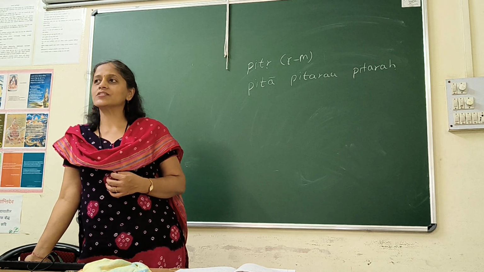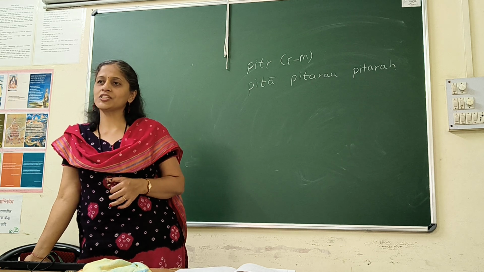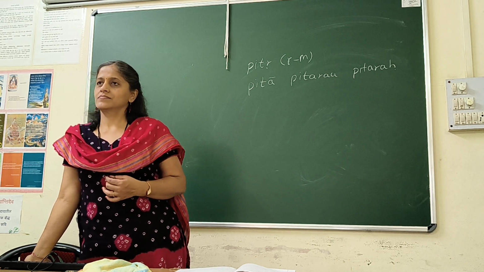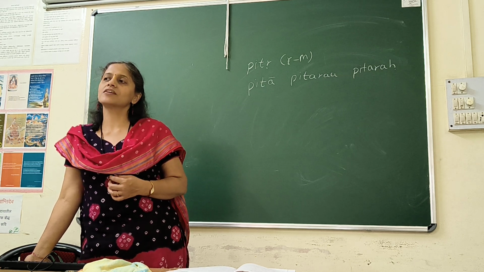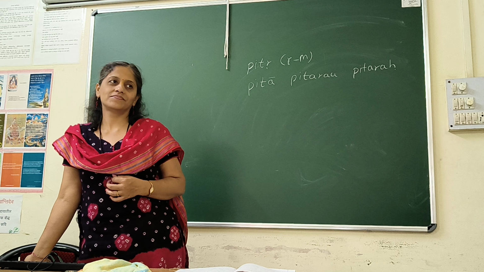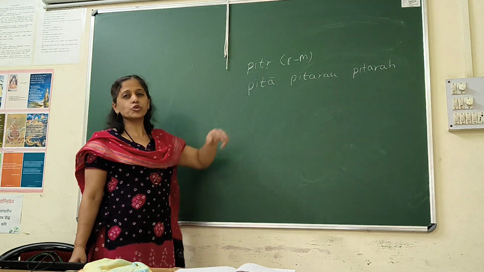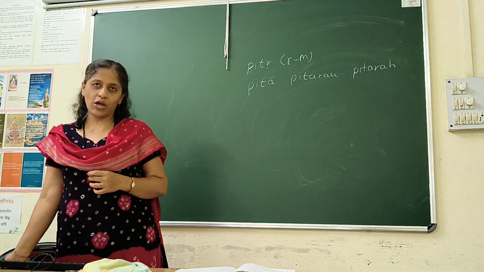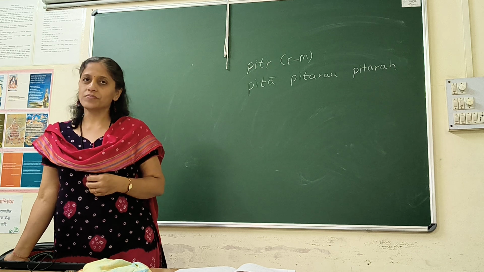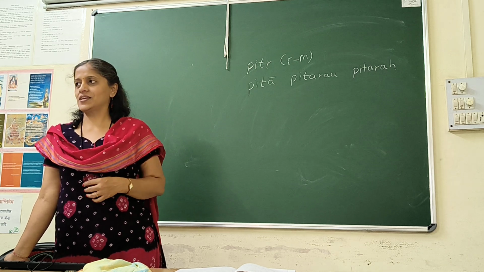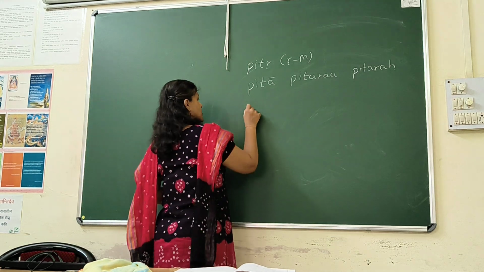Pita agacchati. What does that mean? Father comes. Mama pita agacchati. My father comes. So the word is pitru. Usually it is an agentive noun: the one who does the action is also ending in ru. I'll give you an example after 2 minutes. We have learned pita. Pita is father.